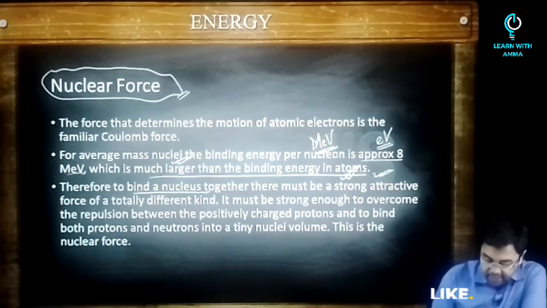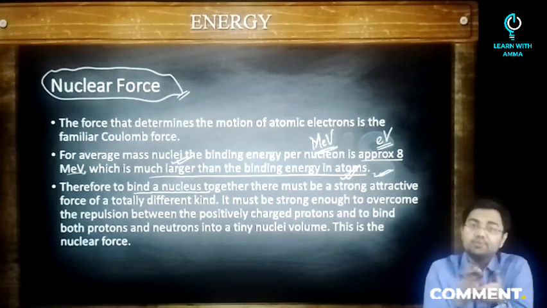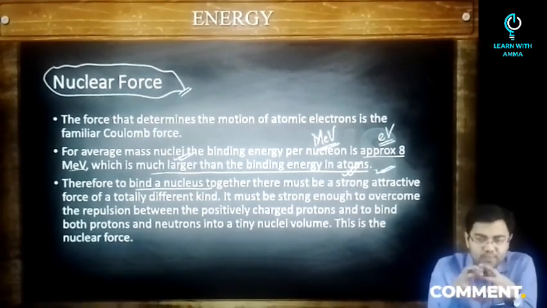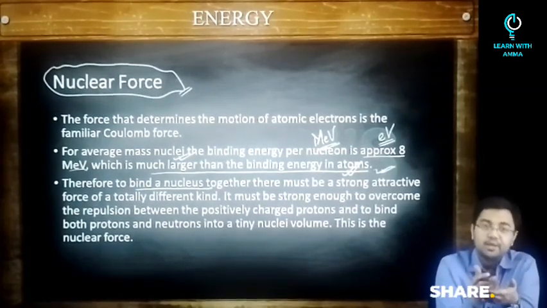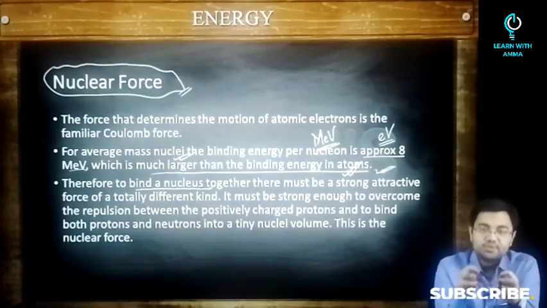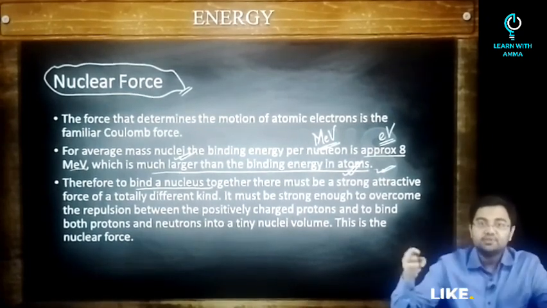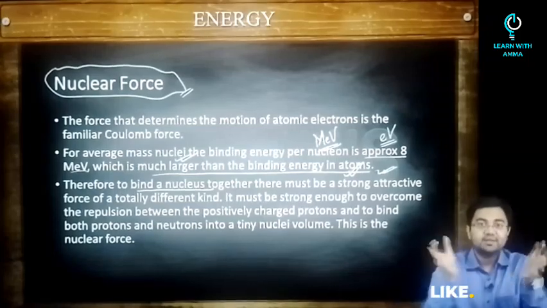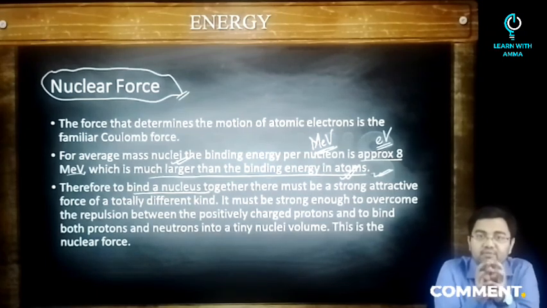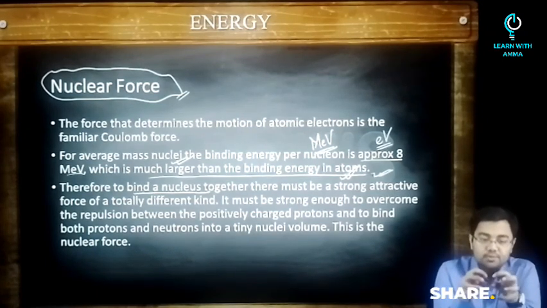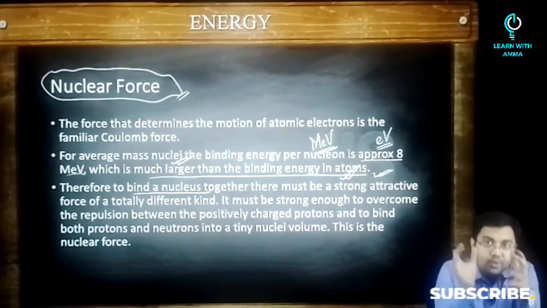So to bind a nucleus together, there should be a kind of force that is much stronger than the Coulomb force or the atomic force. That's why it would be able to overcome the force, right? Because there is a force that exists between two protons, or a proton and a neutron, or two neutrons. So there would be a force of repulsion between two protons, and this force of repulsion has to be overcome, because inside the nucleus all the protons and all the neutrons are concentrated in a very small space. So there would be very strong repulsion between all the protons present inside the nucleus. So you have to overcome this strong force.